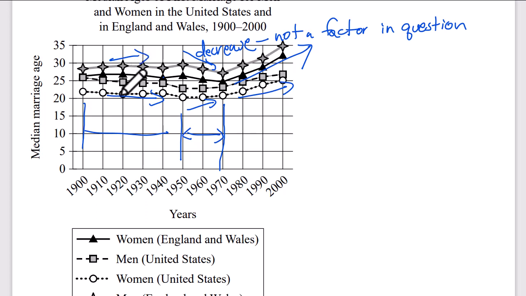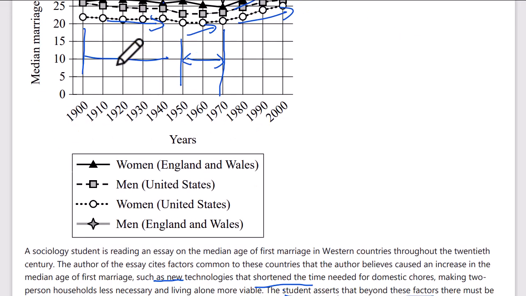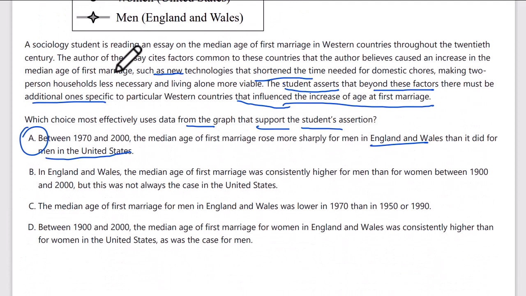Okay, but not true for the U.S. Actually, the squares are above the circles, which is the U.S. always. They say it's not the case. So this is actually not true. This is not accurate to the chart. Okay, it was always the case in the United States as well.